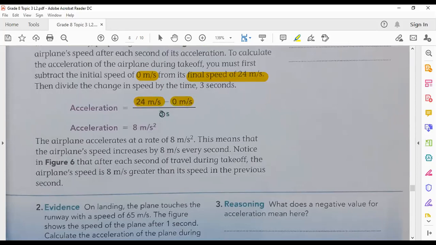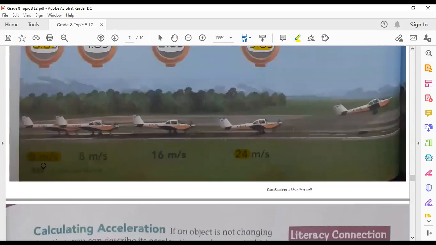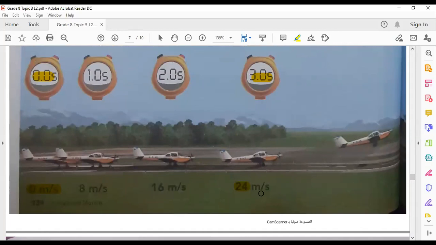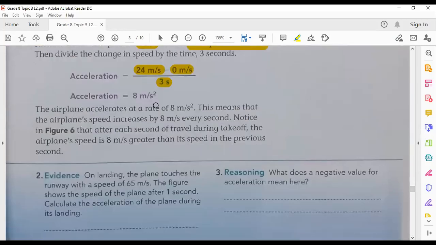Final speed minus initial speed over the time. Here, this is the initial speed when the time is zero, and this is the final speed when the time is three. So 24 meters per second minus zero meters per second over three minus zero, which is three. This is the acceleration of the airplane, 8 meters per second squared. أستاذ أنا أصلاً حسبت هيك إنه يعني بشوفها يعني كل ثانية it accelerates 8 okay. That's right. 8 meters per second.